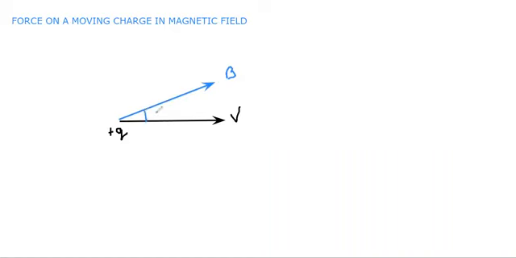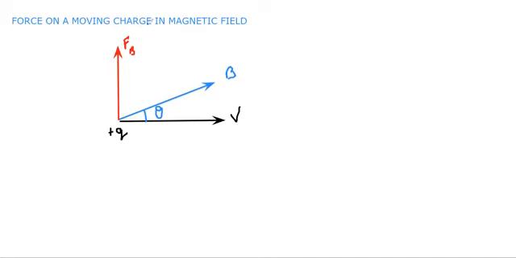And let us say this is the angle. Now, when a charged particle enters a magnetic field, it will experience some force. The direction of that force can be specified by the right hand rule. So, the direction of force will be this, and this is called the magnetic force, the force which is acting on a moving charge in a magnetic field.